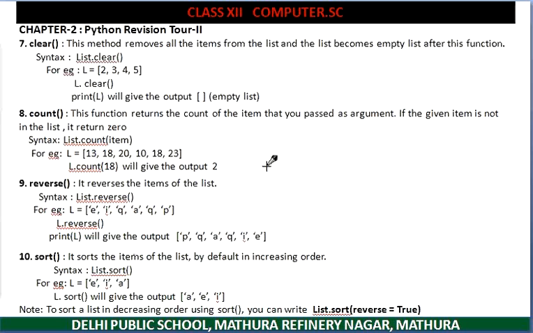Now the last one is sort. It sorts the items of the list by default in increasing order. So it will arrange the items in ascending order. list.sort(). For example, L = E, I, A. If you write L.sort(), it will give the output A, E, I. And if you want to arrange the list in descending order, then you have to write list.sort(reverse=True). So these are the list functions.